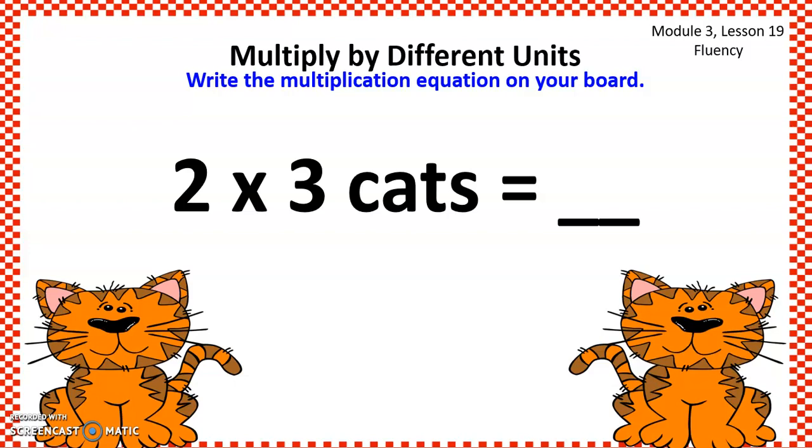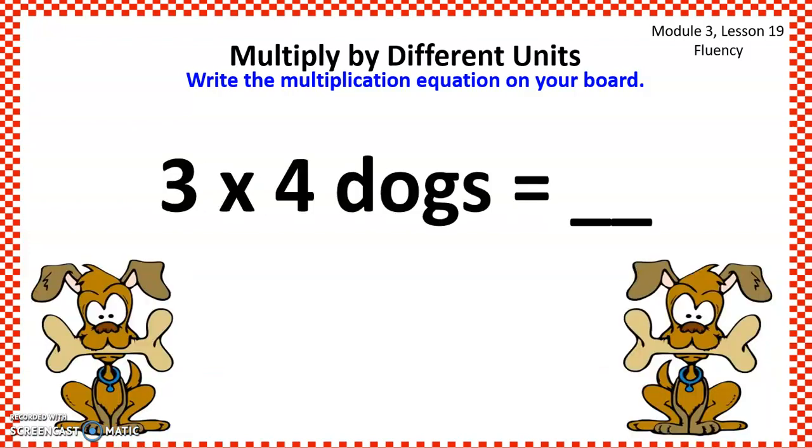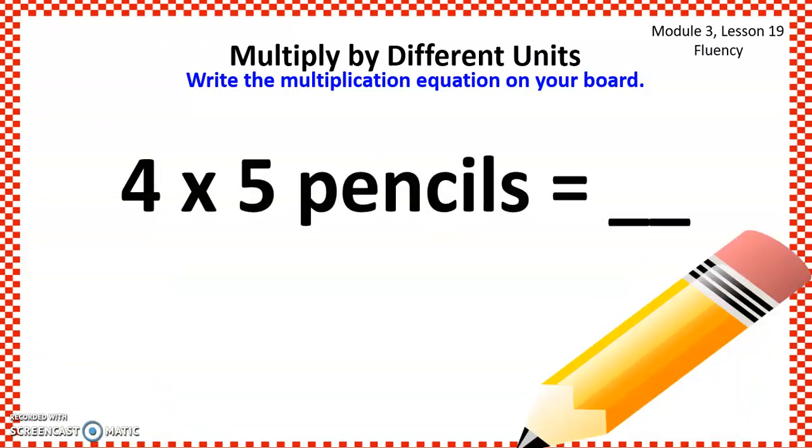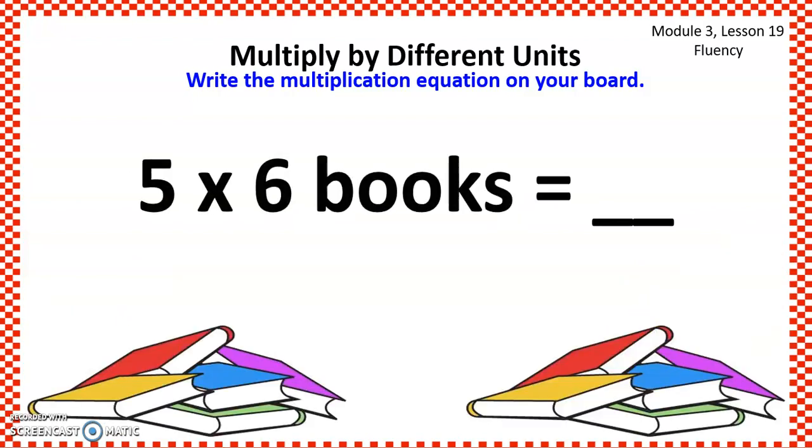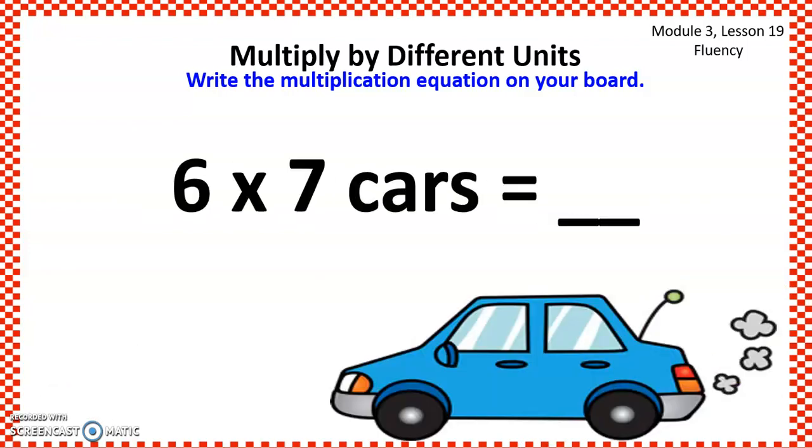Now let's multiply by different units, for example. Write the multiplication equation on your board, if you have one, or in your notebook. 2 times 3 cats. How many cats are there? 3 times 4 dogs. 4 times 5 pencils. 5 times 6 books. 6 times 7 cars. So how many cars are there all together?